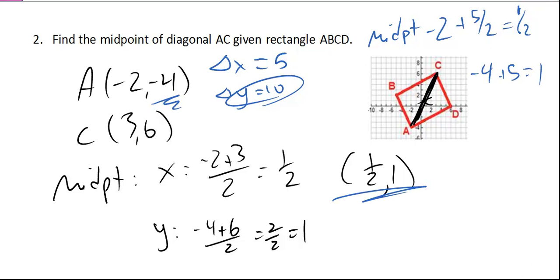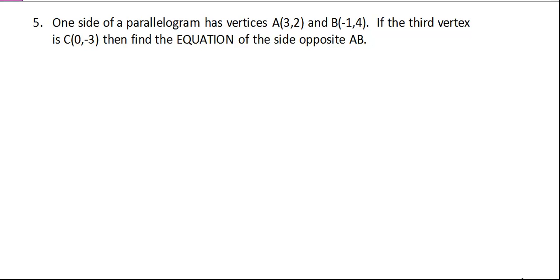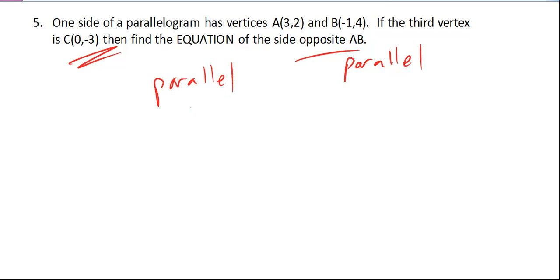Okay, so this says that we have vertices of one of the sides of a parallelogram. And I want to find the opposite side if I know one of the points. I don't know what your first thought is here, but the key is, if it's the opposite side, what do I know about it? It is parallel. And I know a point. So what's this question really asking me for? Find an equation for a parallel line that passes through that point.